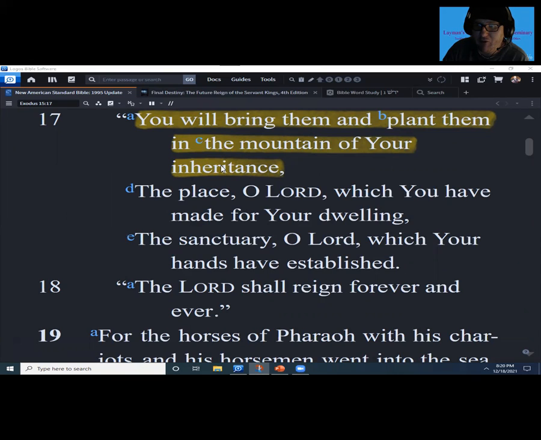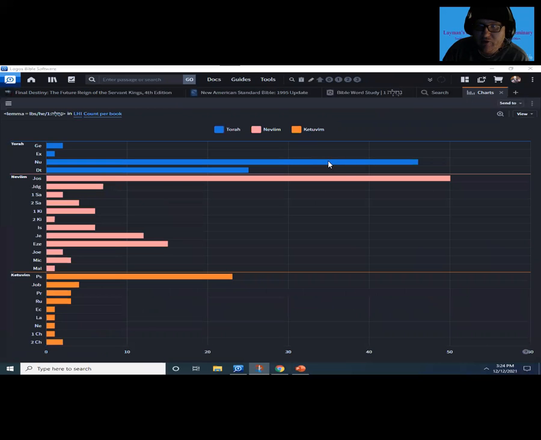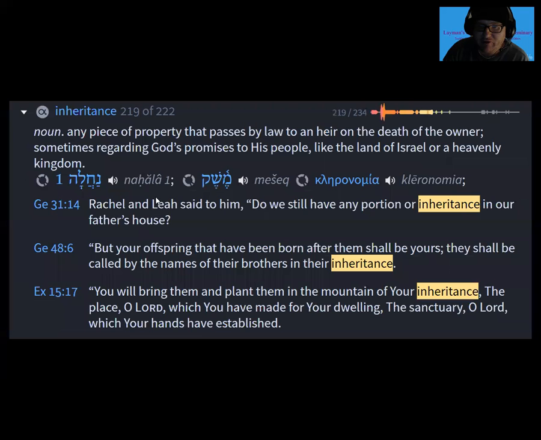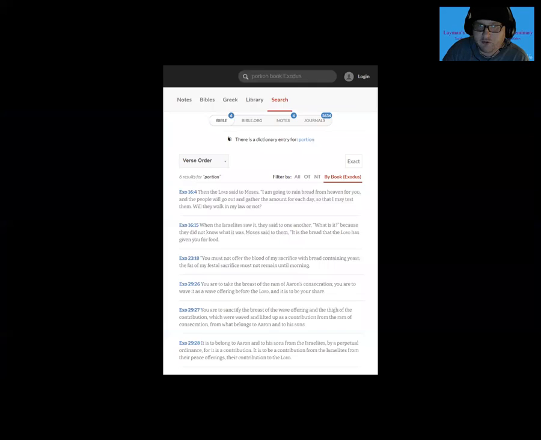So this is where we have our word for inheritance, Nachalah, right here. And there's the occurrence of it, mainly in Numbers. And then especially in Joshua, because that's where they divide up the inheritance issue. So here's our word, 15:17. There it is in the Hebrew.